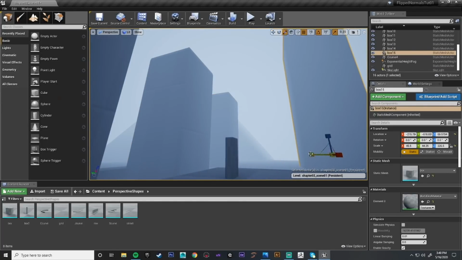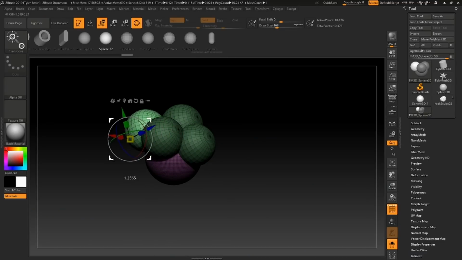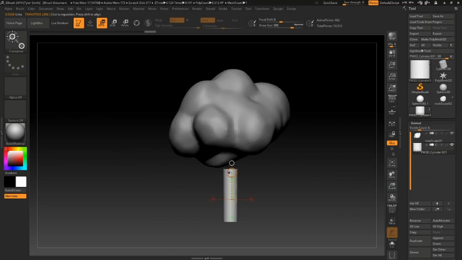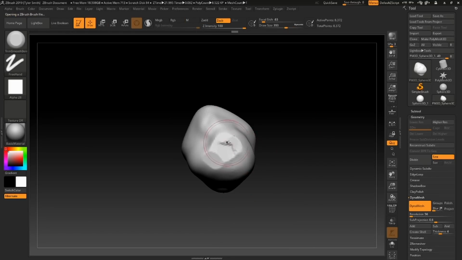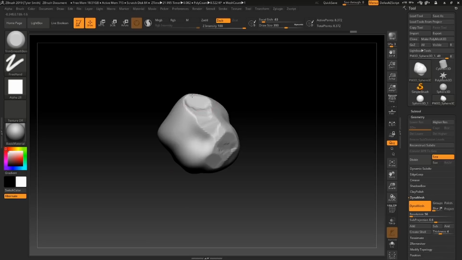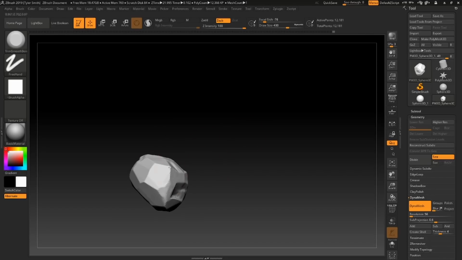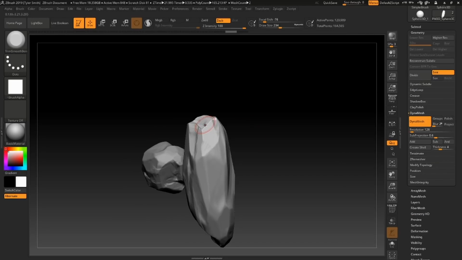Chapter 3 will be understanding the simplification of shapes, looking at plein air paintings and how to sculpt the equivalent of that in ZBrush and then taking it into Unreal Engine 4 to see how we can take very complicated shapes and break them down into simple silhouettes.